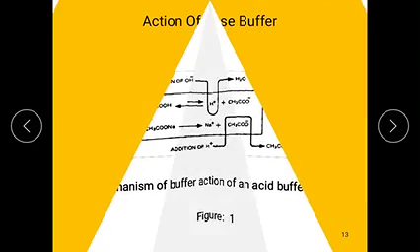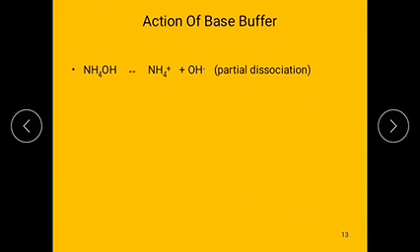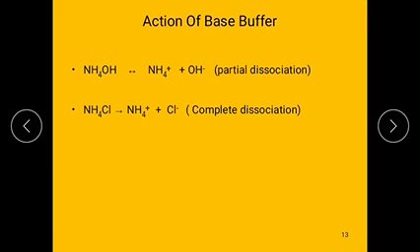And next one is action of basic buffer solution. Let us take one example of basic buffer solution. Ammonium hydroxide on ionization produces NH4+ and OH- ions, and it is a partial dissociation. Ammonium chloride on ionization produces NH4+ and Cl-. This is the complete dissociation. These two together form the basic buffer solution.